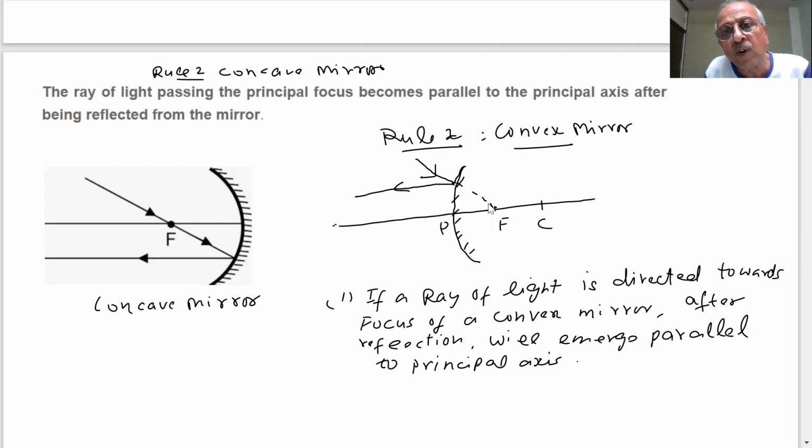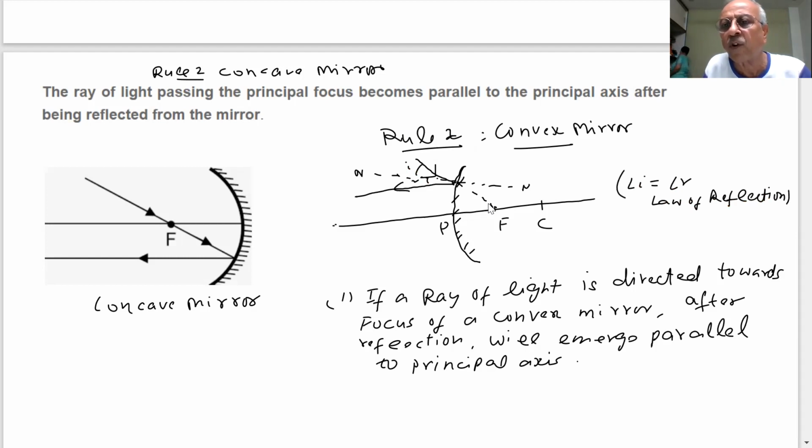Don't worry. The laws of reflection of light hold true for all spherical mirrors. If I draw a normal here, a normal at a 90-degree angle, then there is an angle of incidence and an angle of reflection. This is your angle of incidence, this is the angle of reflection, and angle i is equal to angle r. What is this law? Law of reflection. We told you 2 laws of reflection. Yes or no? So it will always hold true.